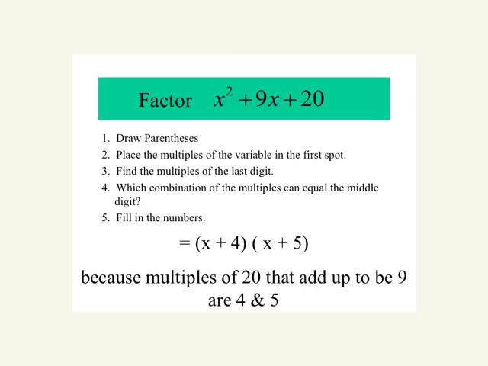Alright, our next example is x squared plus 9x plus 20. Once again, you see that the leading coefficient is 1 x squared. So therefore, we know that the first term in each binomial is going to be x and x.